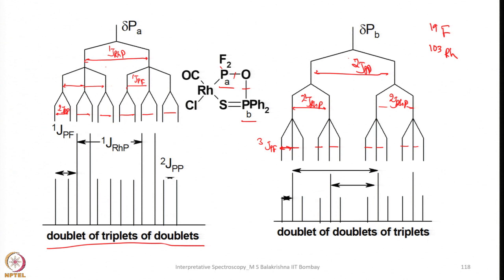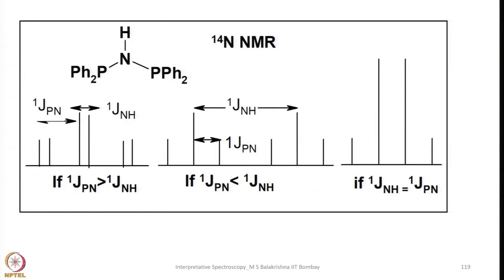If you have any difficulties, let me know so that I can provide you later. So now let us look into this molecule here. We have 3 cases, as I mentioned, when the spectrum is not given. If somebody asks you to sketch the 14 NMR spectrum of this molecule, this is called bis-diphenylphosphine-amine, and you have to look into all the 3 cases.